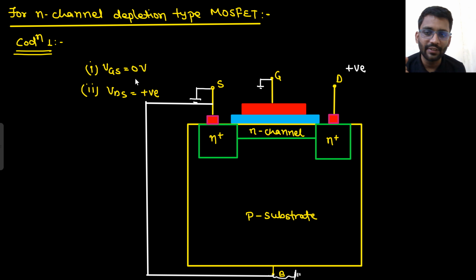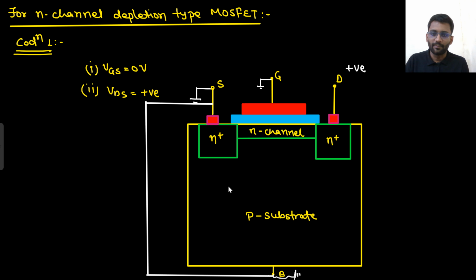Now here I am saying that VGS is 0. That's why I put the gate voltage also 0. And now I am saying that VDS is positive. That means at the drain I am applying a positive supply. Now what will happen if I apply a positive supply at the drain? Let's check that.